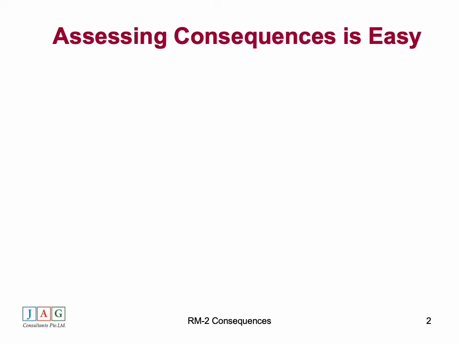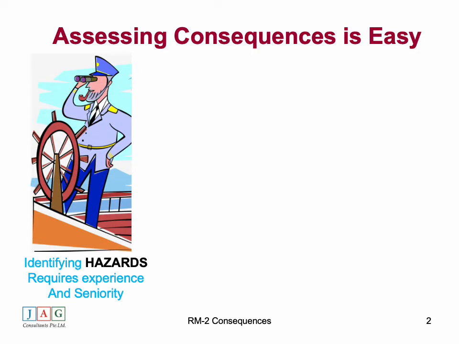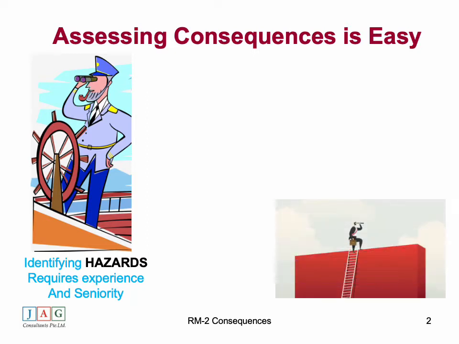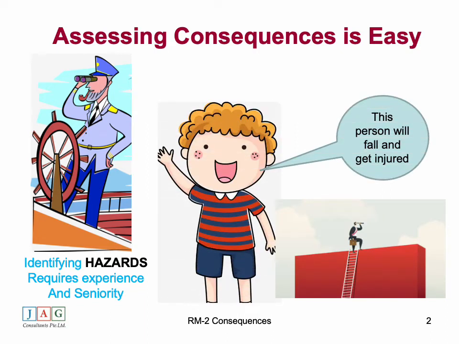Assessing consequences is easy, while identifying hazards requires experience. Now, if you look into the picture out here, we need experienced persons to identify hazards. Seniority, that's what we need. Now if you look at the other picture on your screen, this person will fall and get injured. That's what the child says.